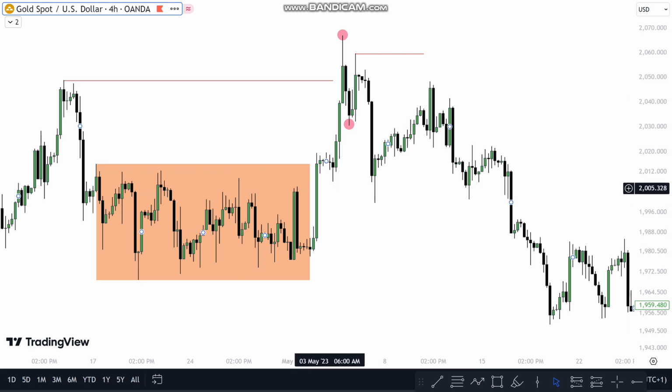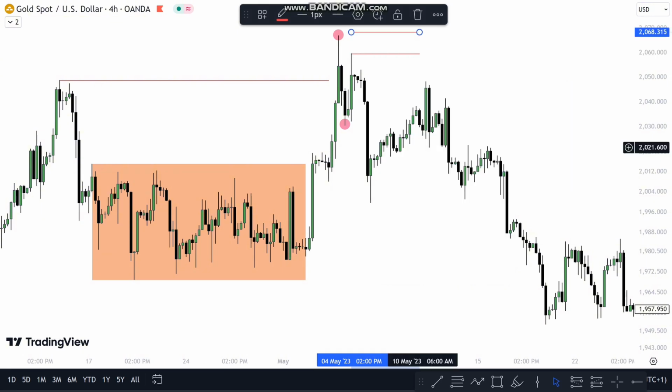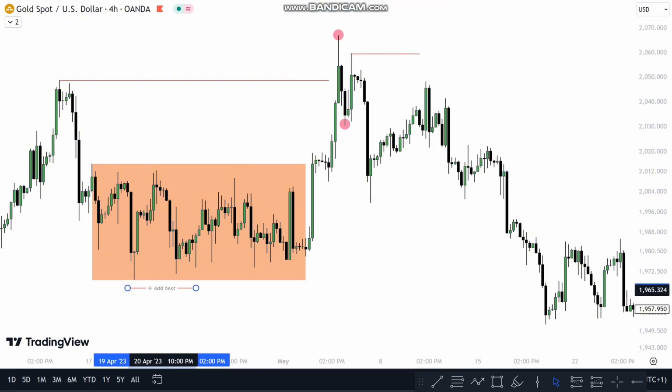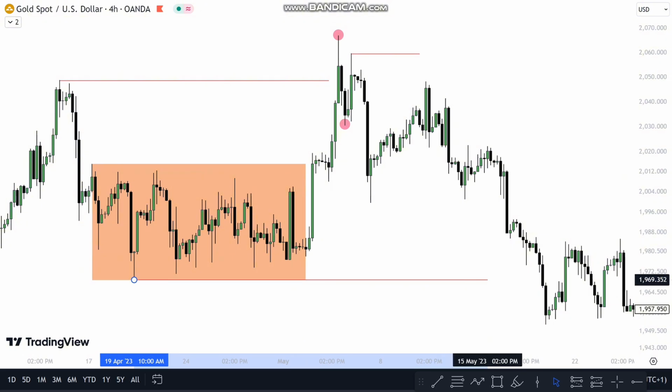And if you look here, this is our internal structure. Okay, so if you look here now, reading the structure correctly, you can see that this is the lowest low. This high formed this lowest low because it was this high that pushed this entire thing. So you mark it out just like this.